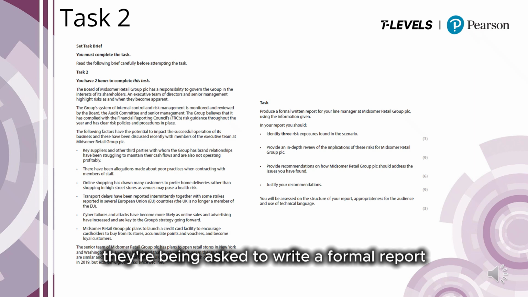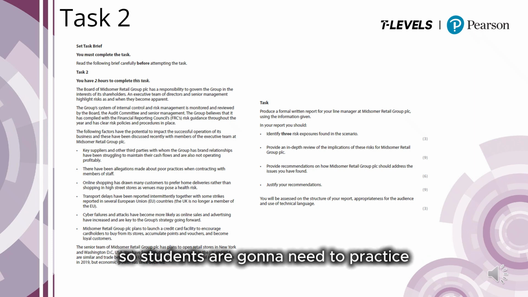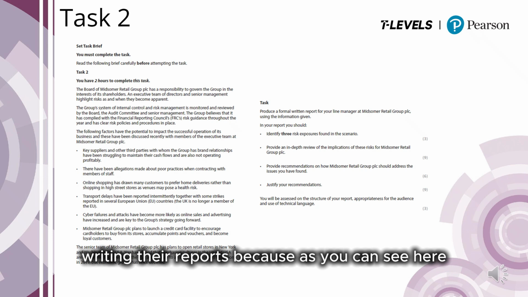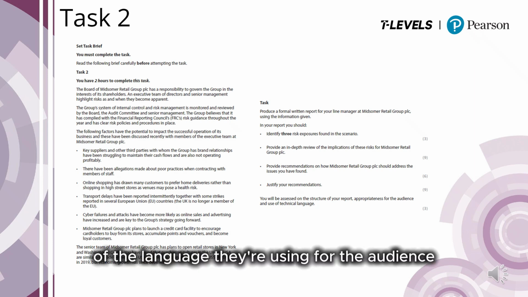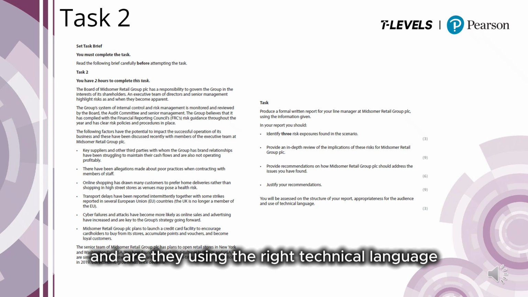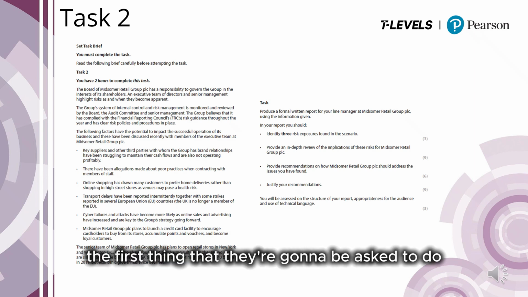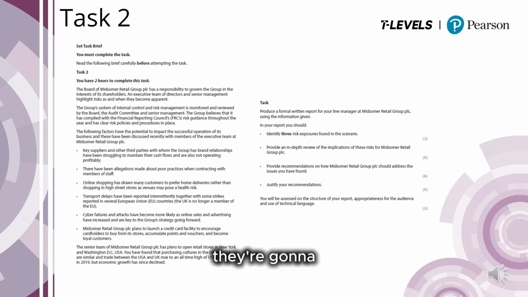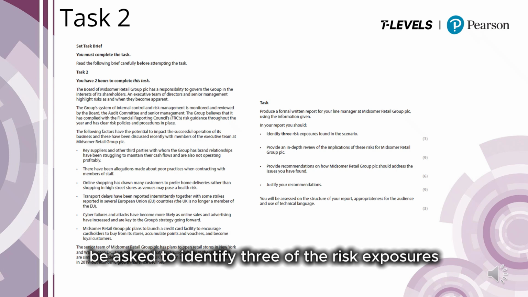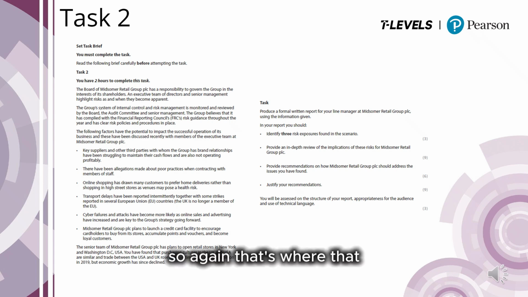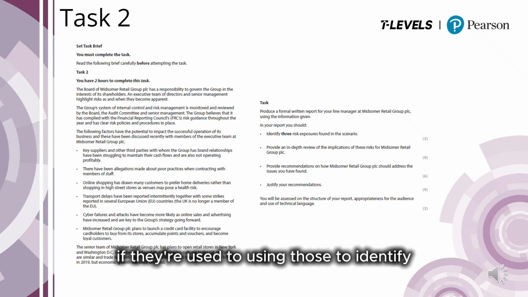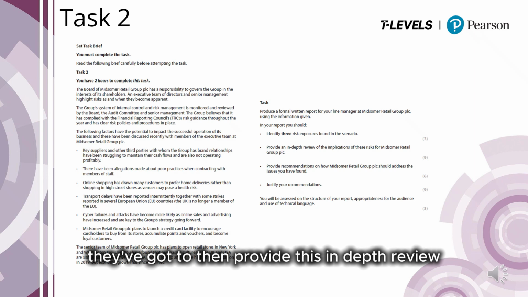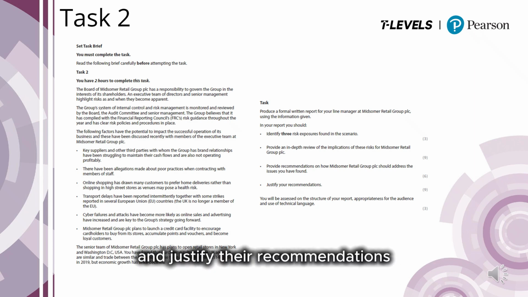In this instance, they're being asked to write a formal report. So students are going to need to practice writing their reports, because as you can see here, they are getting 3 marks again for the structure of their report and the appropriateness of the language they're using for the audience, and whether they're using the right technical language. The first thing they're going to be asked to do in that report is identify 3 of the risk exposures that are in the scenario. So that's where the key or the highlighters might come in if they're used to using those. They've then got to provide an in-depth review, and then provide recommendations and justify their recommendations.